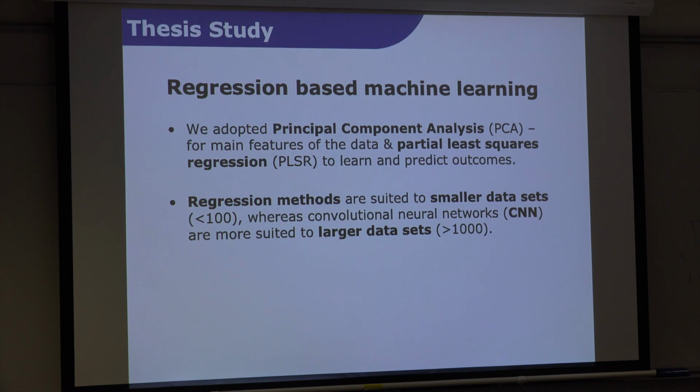So once again, based on the data set that we had for our studies, we used a regression-based machine learning algorithm. We adopted a principal component analysis to select the main features or characteristics of the data set, and a partial least squares regression to learn and predict outcomes. The regression methods that we use are mainly suited to smaller data sets of less than 100, whereas deep learning and convolutional neural networks are more suited to larger data sets of 1,000 or more.